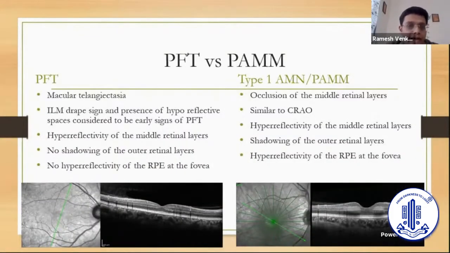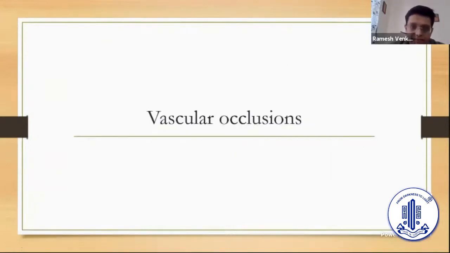So in MACTEL, you will have the other associated signs like the ILM drape and the hyperreflective spaces. But what's important is that this hyperreflectivity in the middle retinal layers is not associated with underlying shadowing, which you see in a case of PAMM. So usually you will have a shadowing which will be present in a case of PAMM, but not in a patient with MACTEL. And then you can have additive imaging techniques like a confocal blue reflectance, which will clearly tell you whether it's a PAMM or a MACTEL.